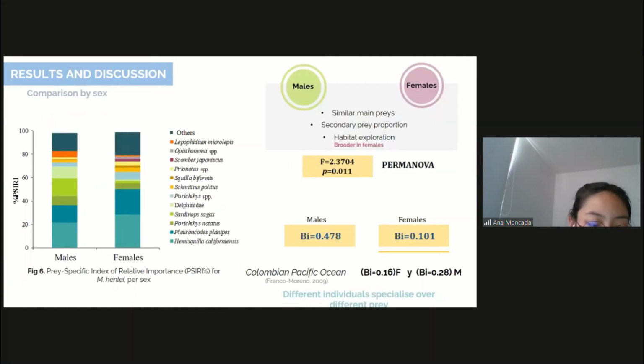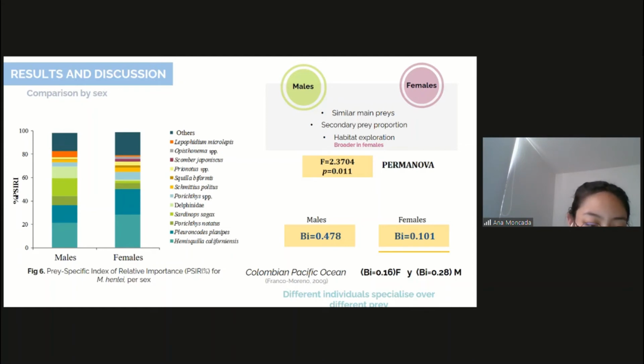Significant differences were found between the diets of males and females of Mustelus henlei. However, these differences rely mainly on the proportion of prey and the composition of secondary prey. They could not be the result of sexual segregation in feeding, but rather a greater use of habitats on behalf of the females. And this has been previously reported by various authors in the Gulf of Ulloa and the Pacific coast of Costa Rica.